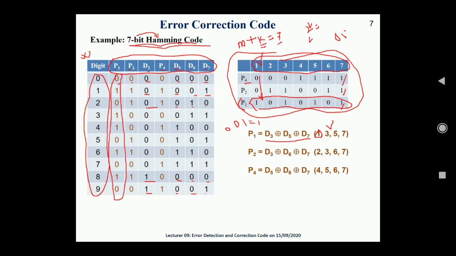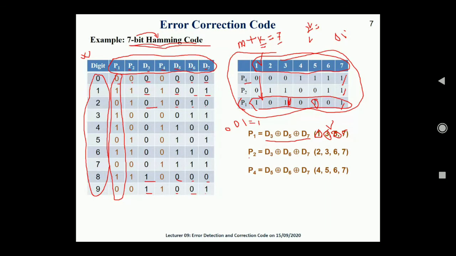After that, 3. P1 is 3, 1 is active, this one is active. Okay, so here I am writing 3. After that, 5. 1 is active, this one is active. So 1 means it is 5. So this one is 5, this one is 5. And another one is 7. So when we are writing P1, P1 makes the group 1, 3, 5, 7.